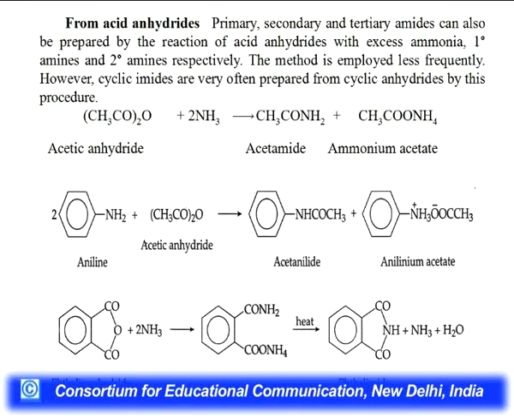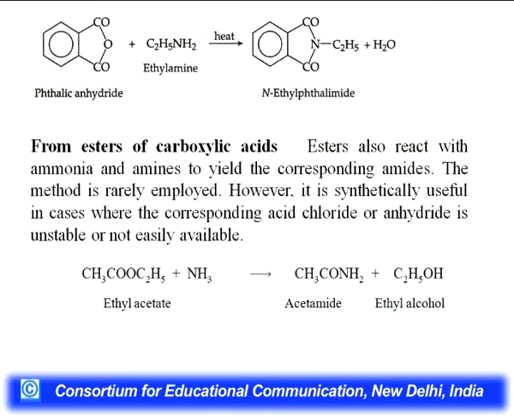Here are some examples. Acetic anhydride when reacting with ammonia will give you acetamide along with ammonium acetate, aniline will give you acetanilide, phthalic anhydride will give you phthalimide, and phthalic anhydride will give you N-ethyl phthalimide when reacting with ethylamine.